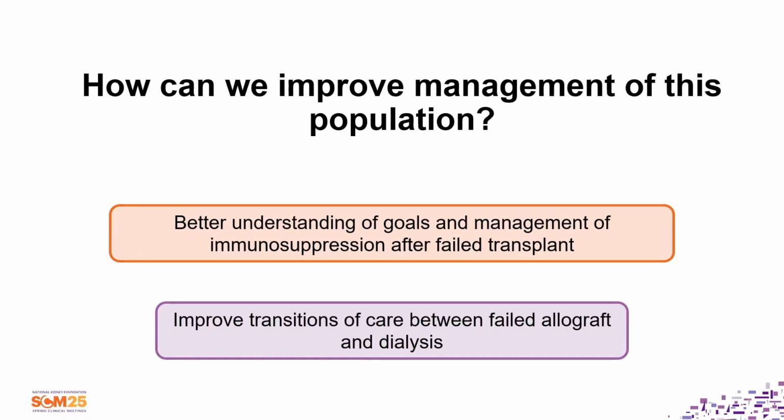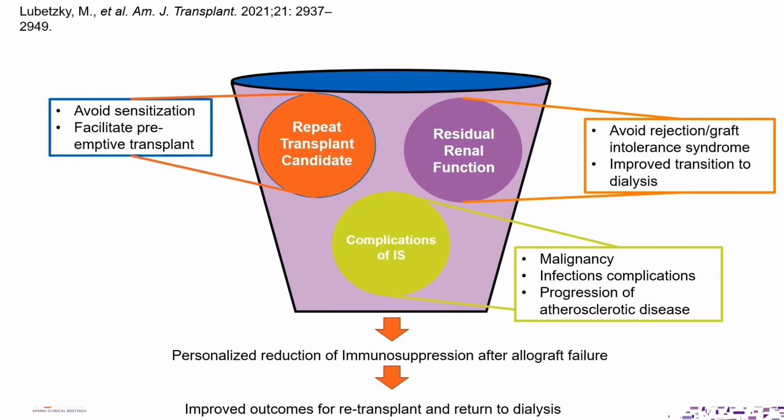And then the second piece of it is there are a lot of cooks in the kitchen who are trying to improve this transition between the failed allograft and dialysis. How do we improve communication and come up with plans that work for our patients, so it's not just transplant nephrologists managing it or general nephrology, but a shared care plan that will help benefit our patients? So these are the different things that we're juggling, again with the goal being a personalized reduction of immunosuppression once the allograft fails.